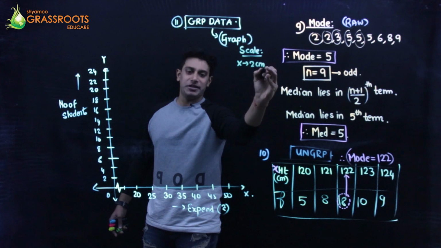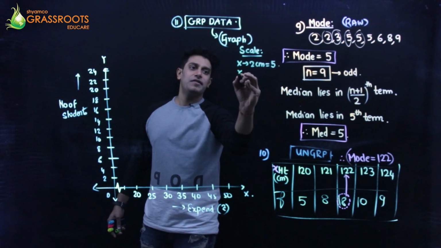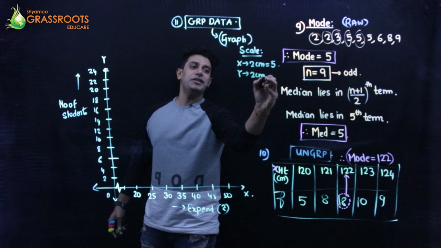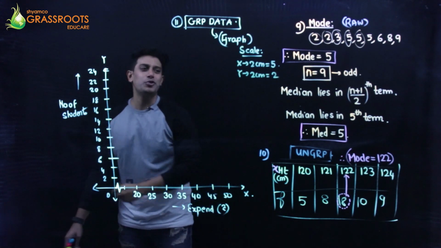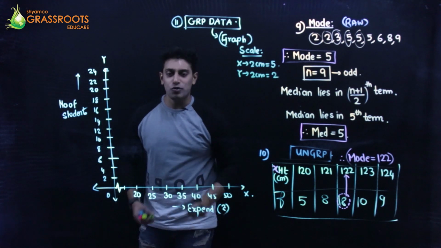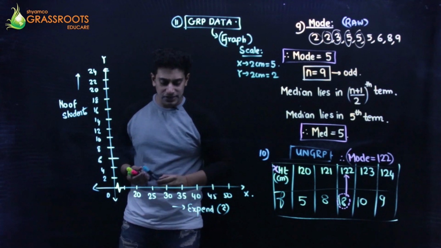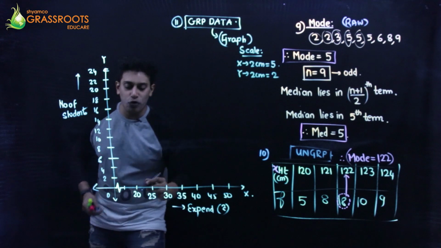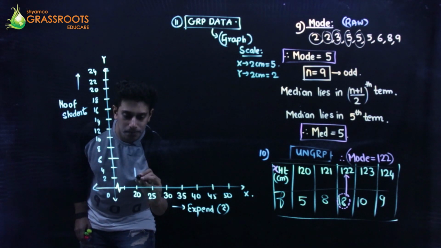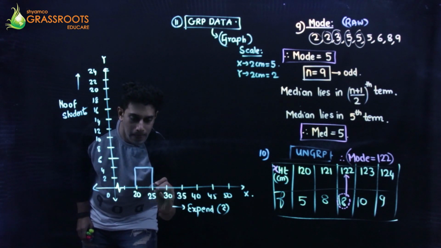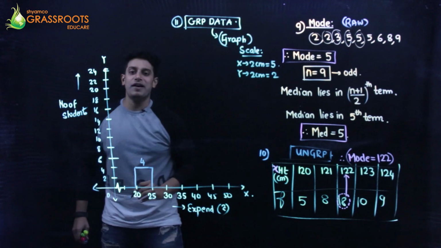X-axis 2 centimeter is equal to 5 units. Y-axis 2 centimeter is equal to 2 units. Right? You can do that. You can write that down. So the first graph which I'm going to make is, first is 4. 20 to 25, we have a 4.